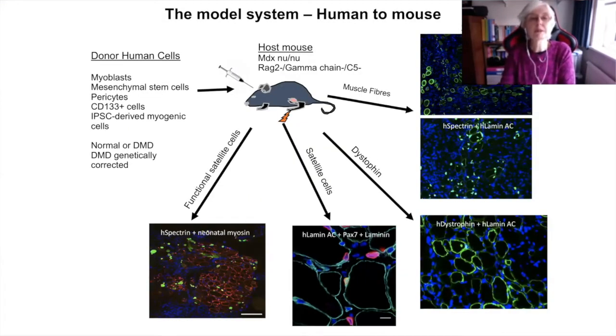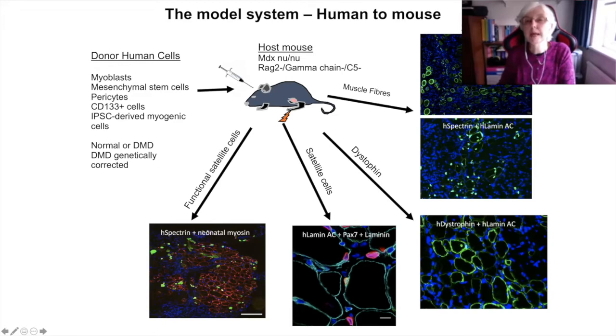We've been using a model system to quantify the contribution of different sorts of human stem cells to muscle regeneration. We use a host mouse, which is immunodeficient, and most of the work I'm going to be talking about today uses the dystrophin-deficient MDX mouse. We've used different sorts of cells derived from human skeletal muscle and also induced pluripotent stem cells. These are either derived from normal donors or DMD donors, and the DMD cells may be genetically corrected before transplantation.